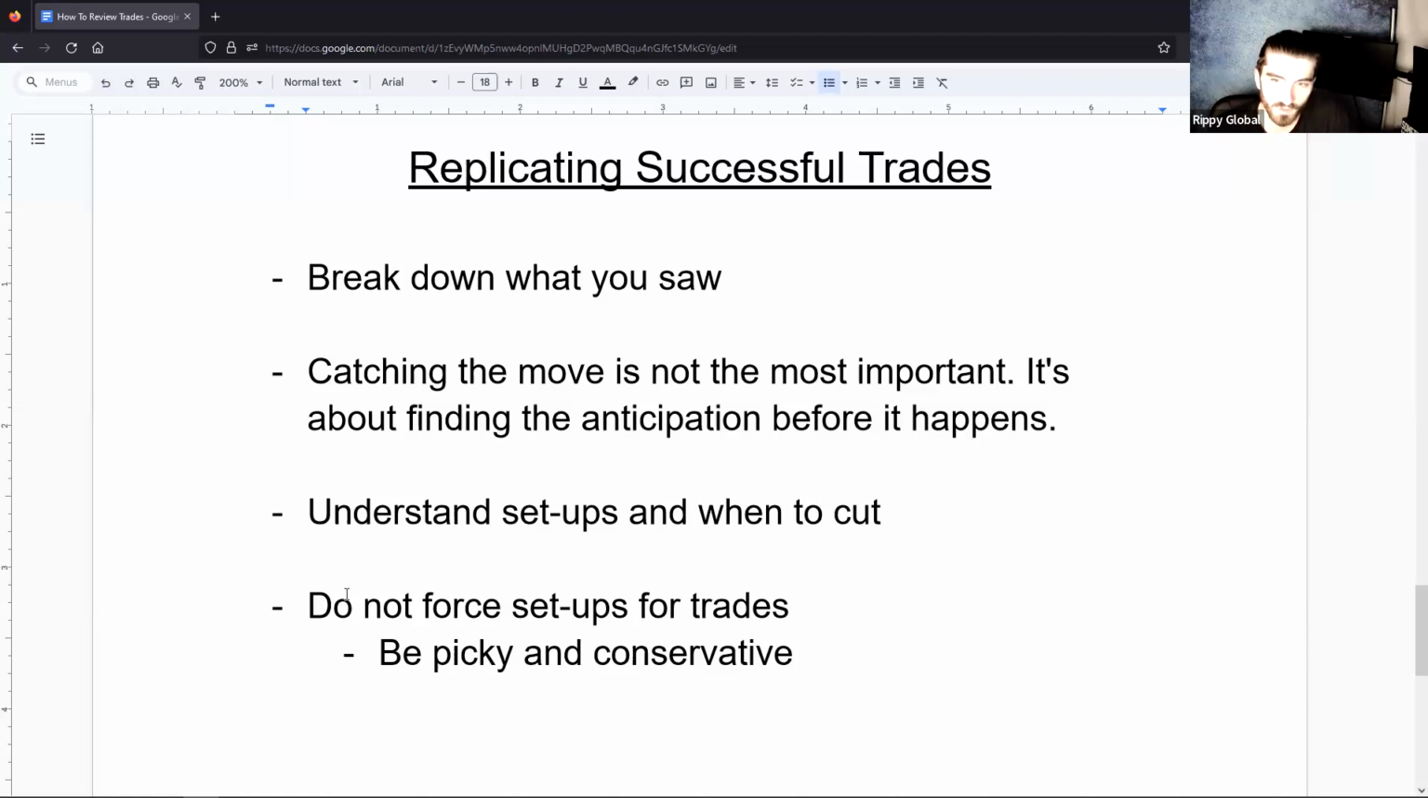I usually don't rush into stuff. If you guys have noticed, when I'm looking for entries on specific setups, I'll always say I'm watching this. I'm not entering right now. I'm just watching it. I want to see how it moves. I want to get a feel for it. I want to find the best possible entry.